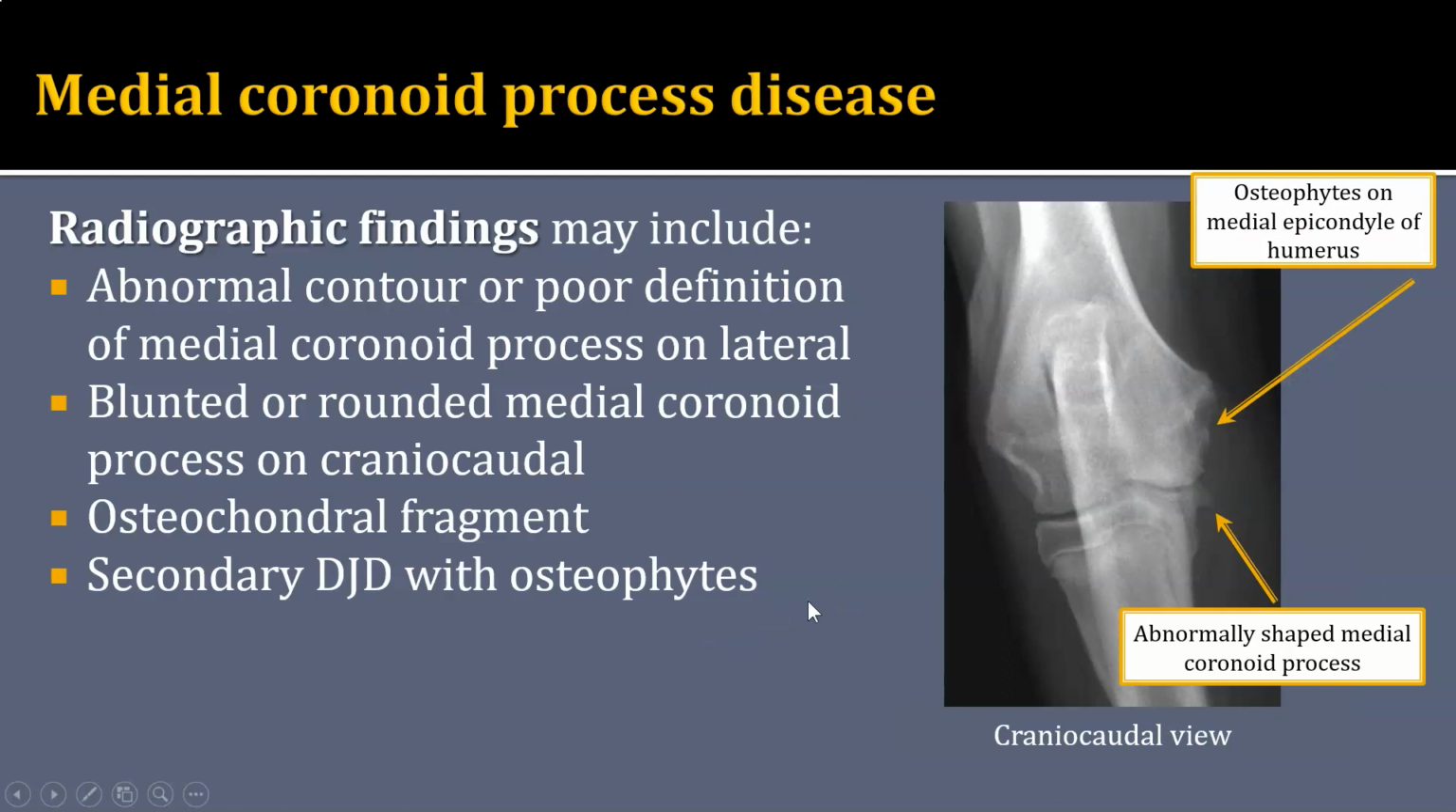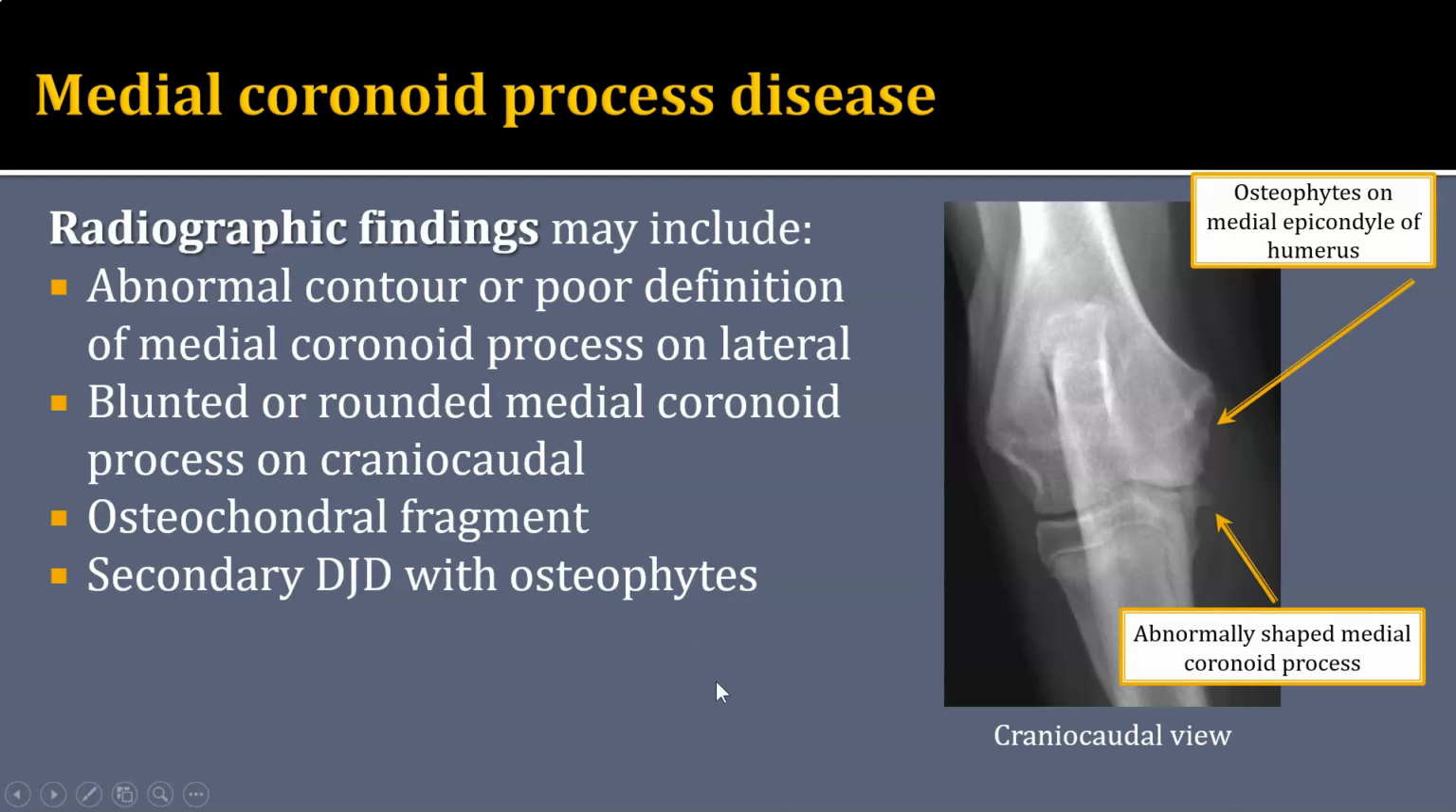On the orthogonal view, or the craniocaudal view, we again are going to want to look at that area of the medial coronoid process of the ulna, and oftentimes it will be abnormally shaped like this one is. This one has kind of a blunted and rounded abnormal shape, also probably has some osteophytes, and I want you to compare this to the normal. And then again, we might be able to see the secondary degenerative joint disease, where I can see some osteophytes here along that medial humeral epicondyle.